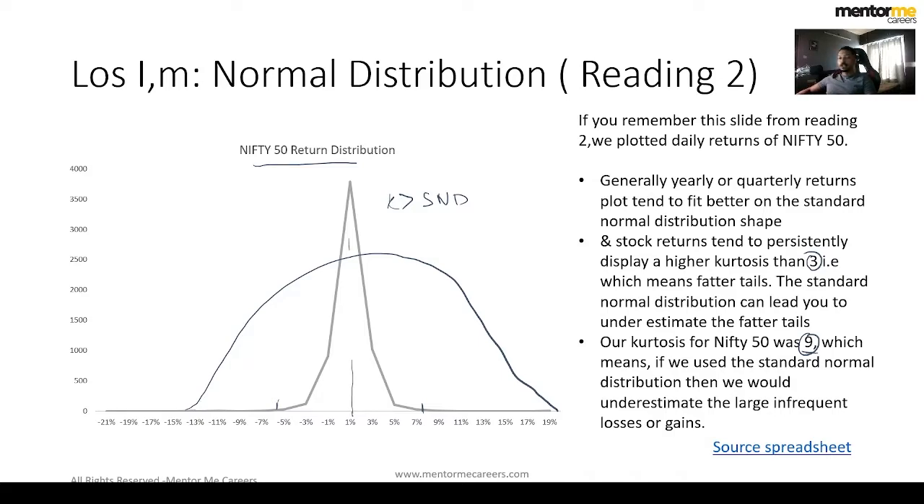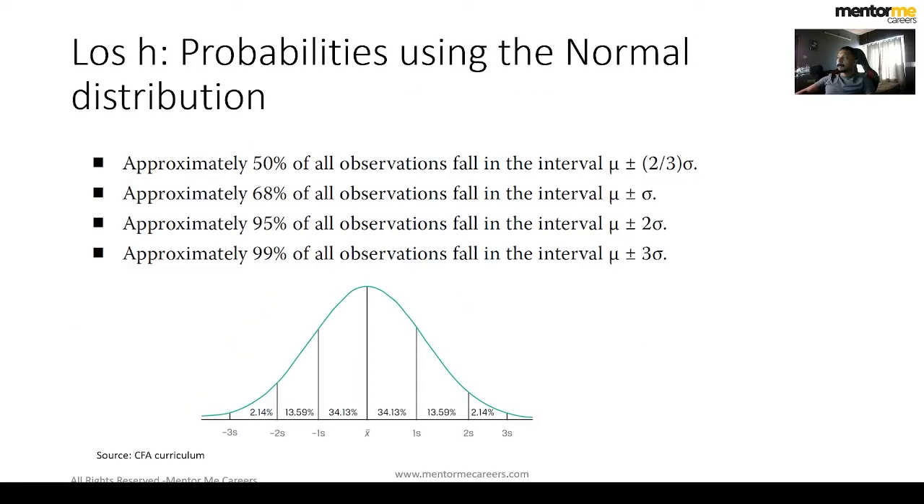And also in terms of skewness, a standard normal distribution has a skewness of 0, but the stock market distribution, when you actually calculate the skewness, it does still have some negative skewness. Okay, let's look at the probabilities using the normal distribution.